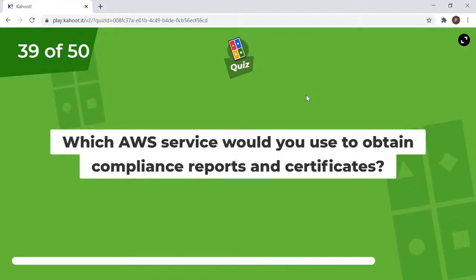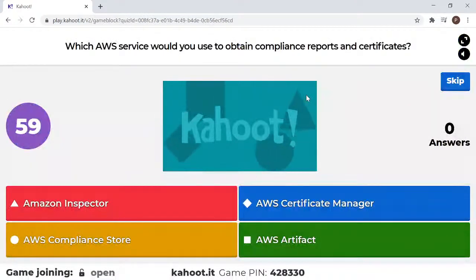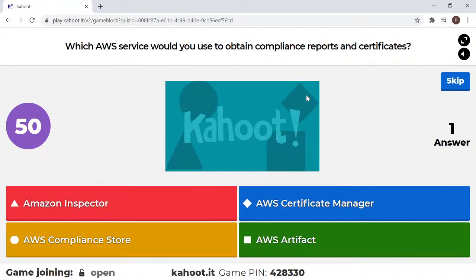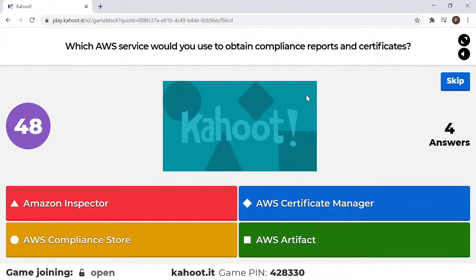The 39th question is, which AWS service would you use to obtain compliance reports and certificates? Amazon Inspector, AWS Certificate Manager, AWS Compliance Store, AWS Artifact.